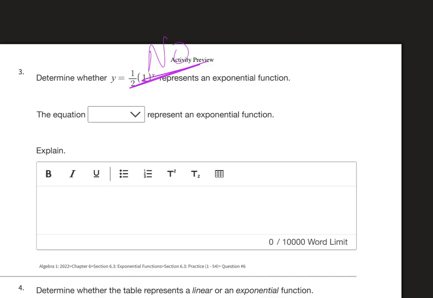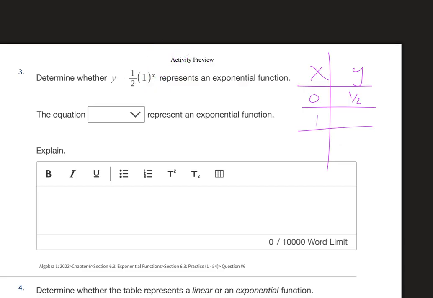No, because when it's that 1 to the x power, anytime you raise, so like let's plug in some numbers. If you plug in x is 0, okay, well 1 to the 0 power is 1, you get 1/2. You plug in 1. 1 to the first power, and if you're like, what do you mean 1 to the first power? Okay, well let me erase this and show you.